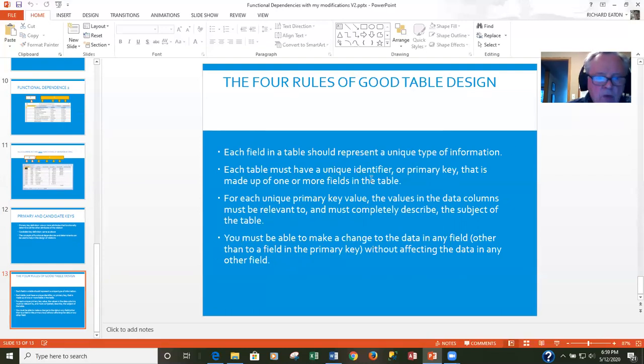So for now, that's functional dependence, and we will continue this in a subsequent video where we talk about normalization for second and third normal form.